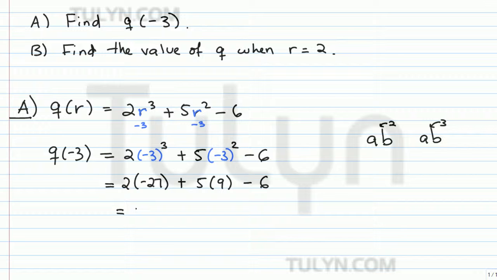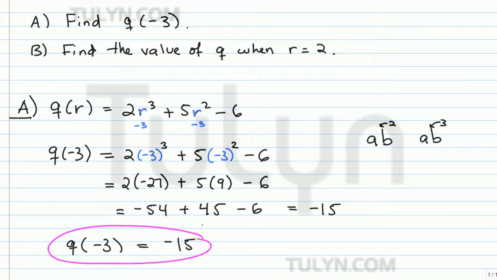So simplifying, 2 times -27 is -54, plus 9 times 5 is 45, minus 6, and then adding these together, these give -15. So the value of q at -3 is equal to -15. So that was part A.